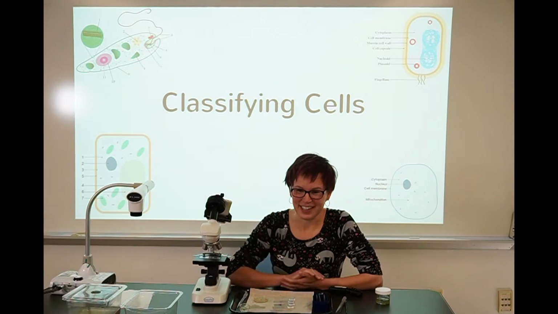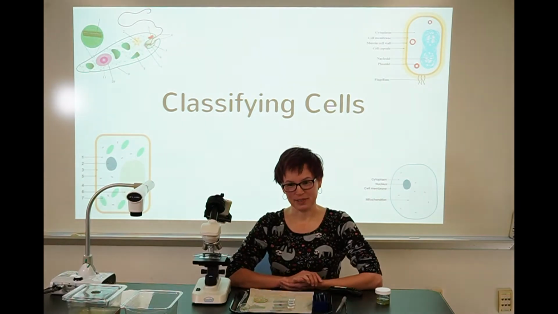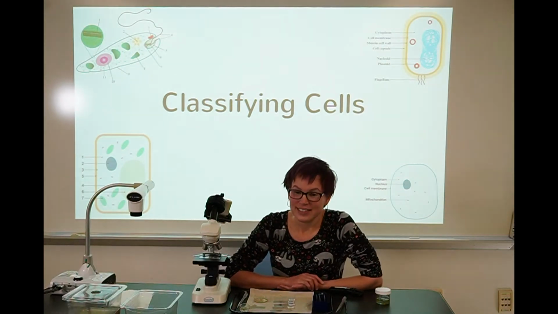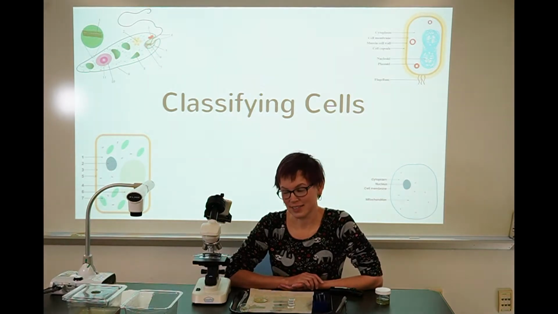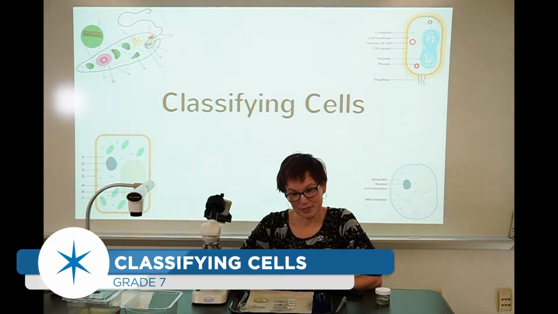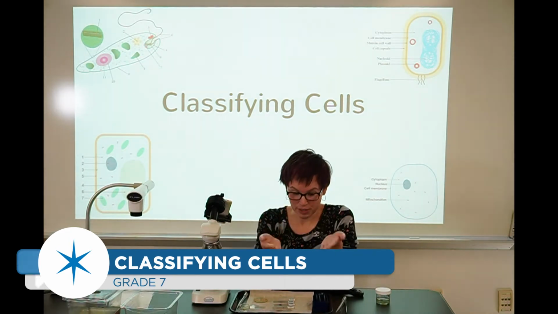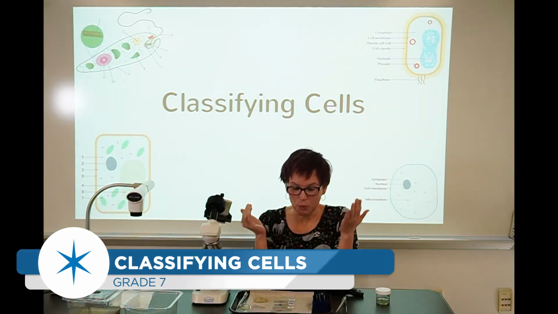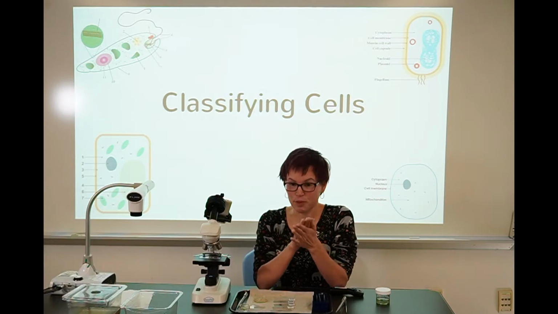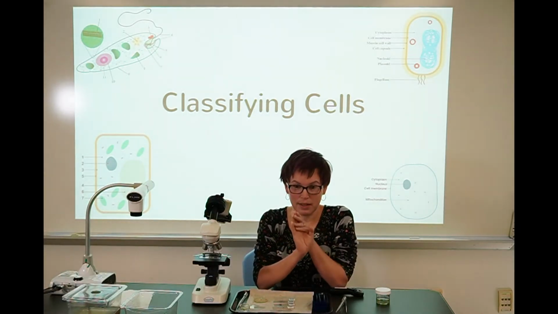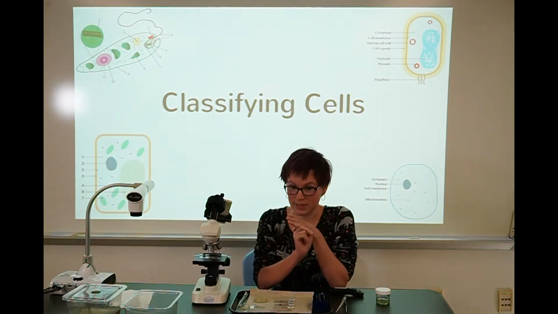Alright, hi everybody. I'm Erin Udaley here at Roper Mountain Science Center, and today we are going to talk all about cells. And we're going to talk about how to classify cells. So we're going to basically learn how to look at a cell and decide what kind of cell it is. And the four categories we're going to work on are going to be plant cell, animal cell, protist, or bacteria.